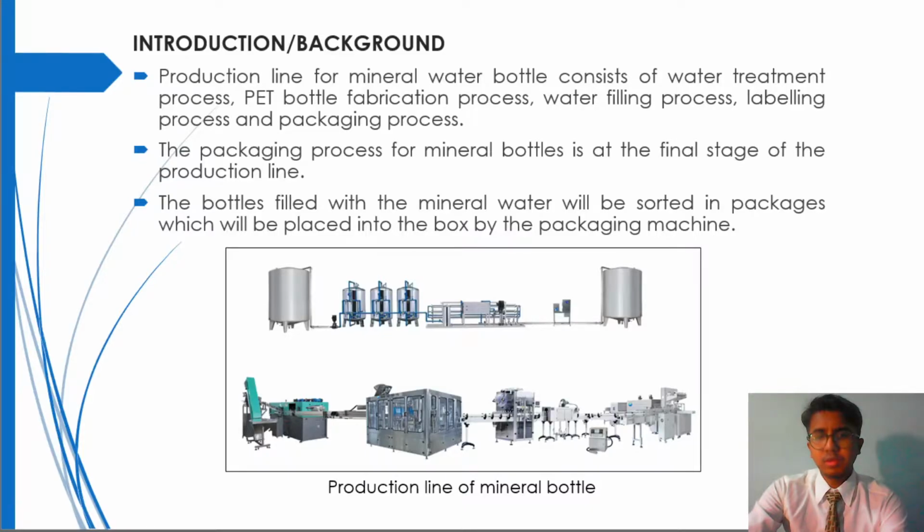The production line for mineral water bottles consists of the water treatment process, PET bottle fabrication process, water filling process, labeling process, and lastly, the packaging process. The packaging process for mineral bottles is at the final stage of the production line. The bottles filled with mineral water will be sorted in packs, which will be placed into the box by the packaging machine. As in the figure below, this is an example of the production line of mineral bottles.